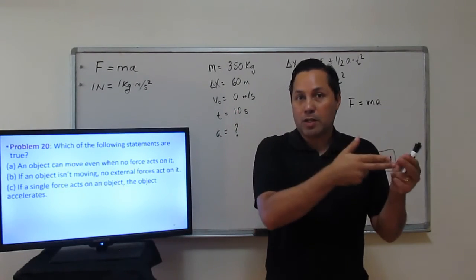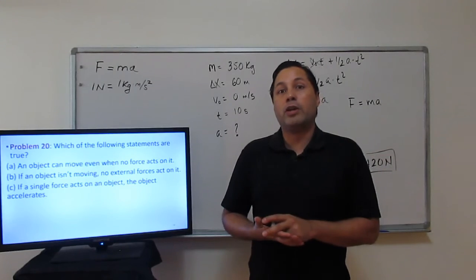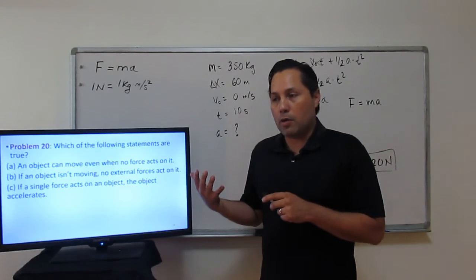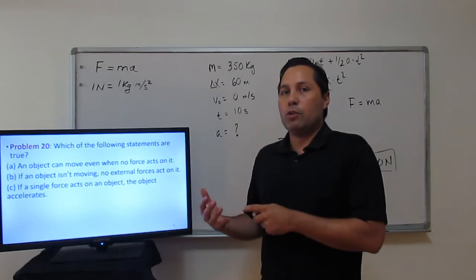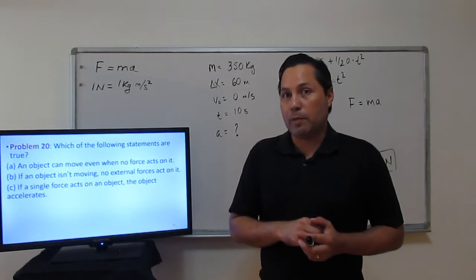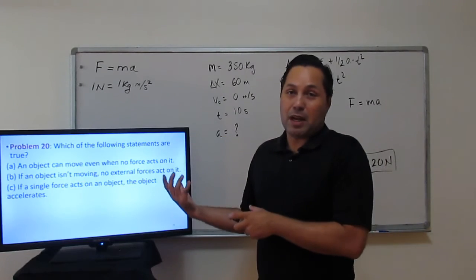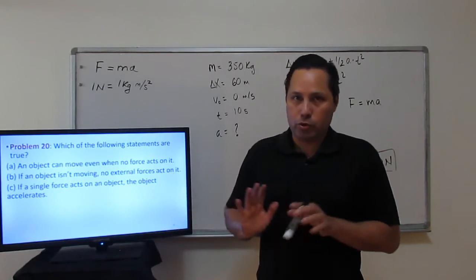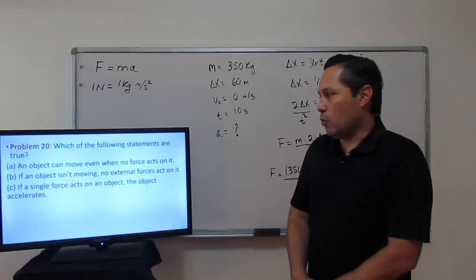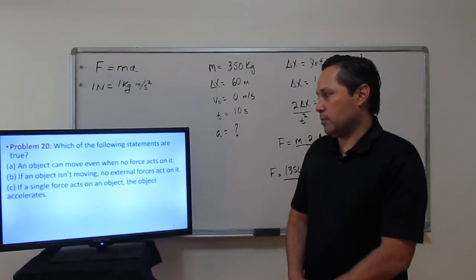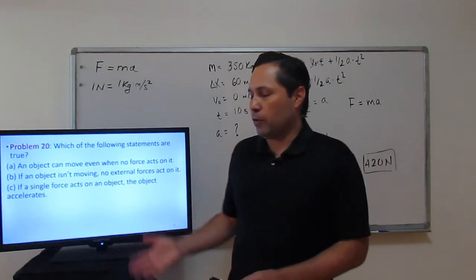So is that object in motion? Yes. Are there any forces acting on it? No. So therefore that statement is true. Yes, an object can be moving even though there's no forces currently being applied on it. Though, gotta say, initially there had to be a force to get it going. Alright, if an object isn't moving, no external forces are acting on it. Not true. That one is false.